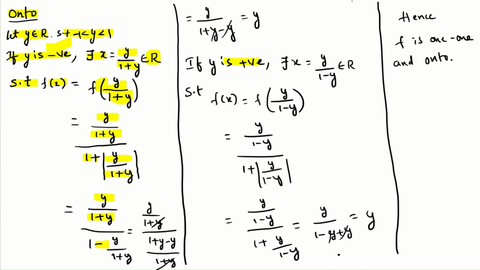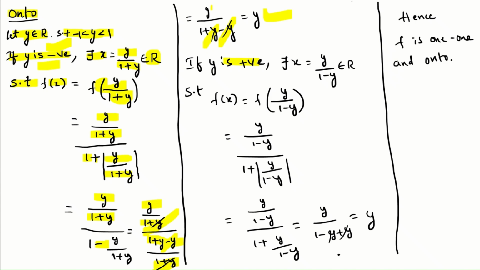Then next step, in y by 1 plus y, I took 1 plus y as the LCM. Then in the numerator, 1 plus y minus y, the denominator gets cancelled, and again minus y plus y gets cancelled, y by 1 is nothing but y. Therefore, we show that f is onto when y is negative.